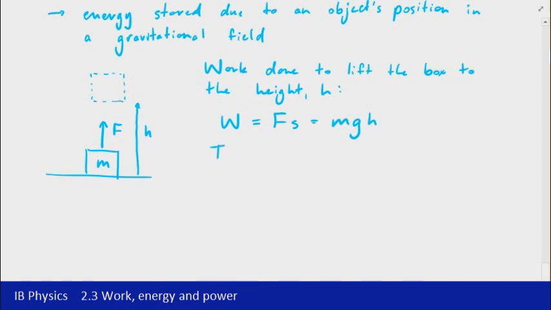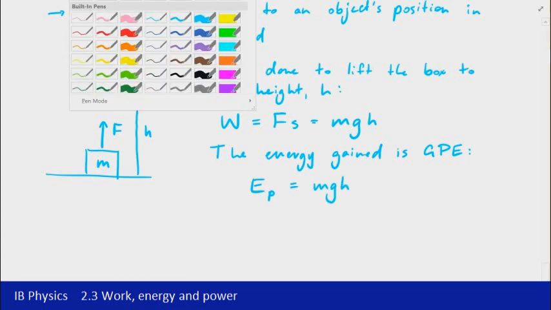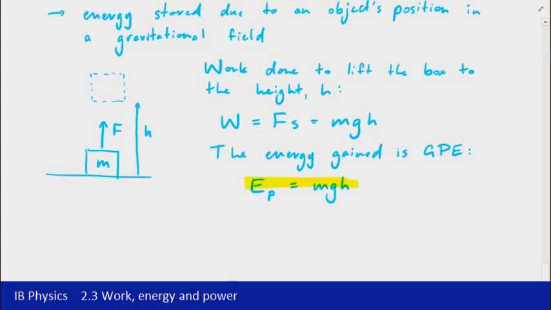So the energy here, or the energy that's gained by the box, in this case it's gravitational potential energy. I'm just going to abbreviate that to GPE. And so we can write that equation as being EP, so P for potential, is equal to mgh. And again, another important equation there to deal with energy. So a fairly easy one to deal with there.